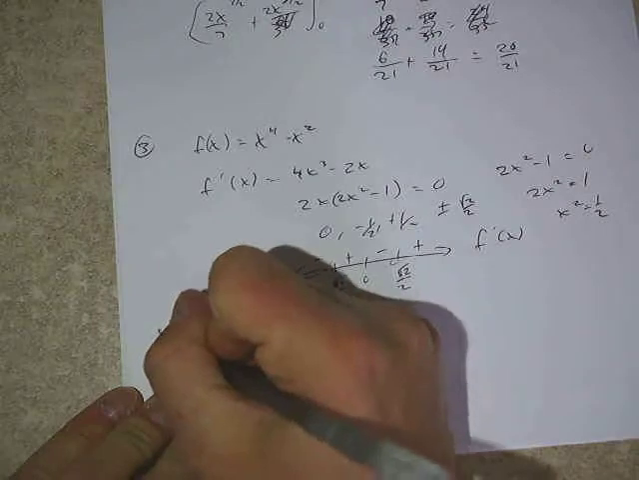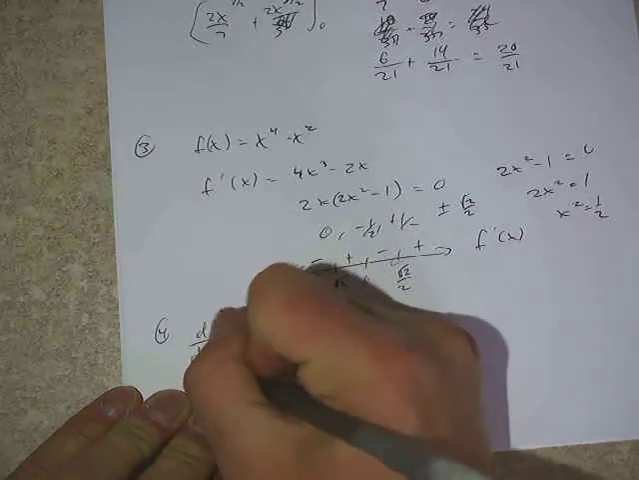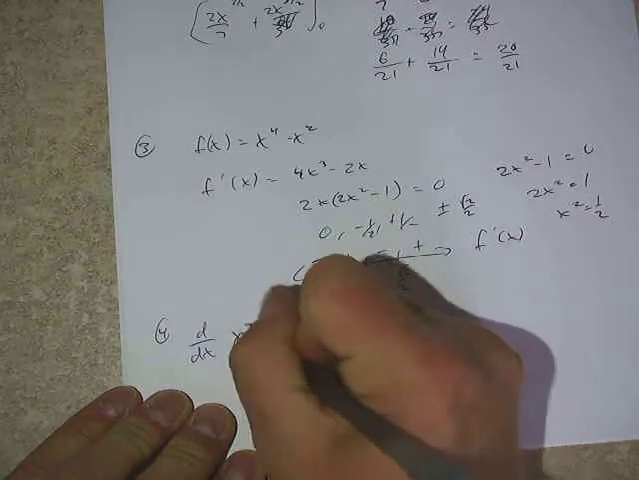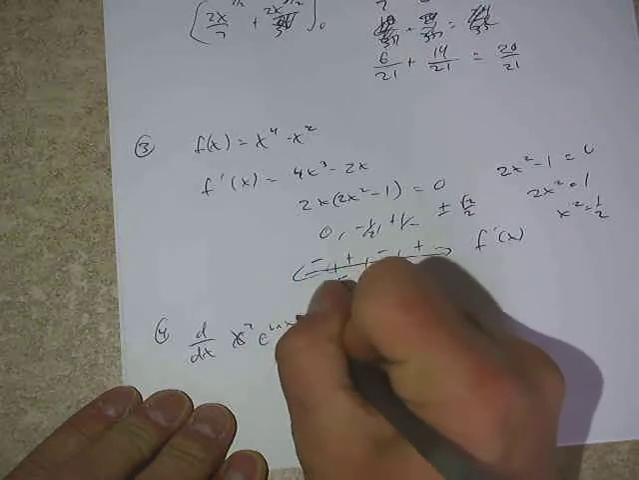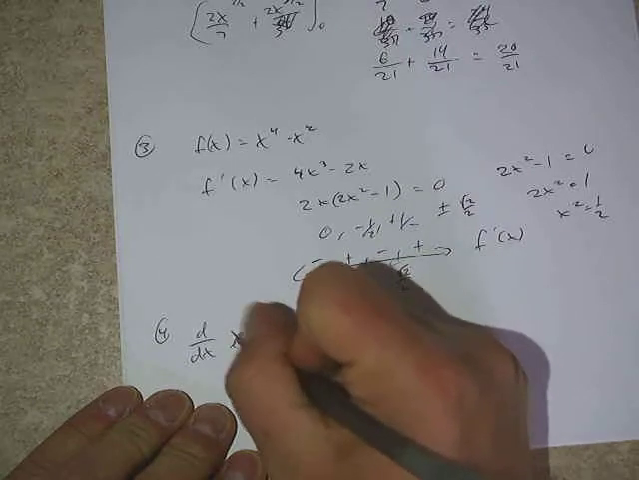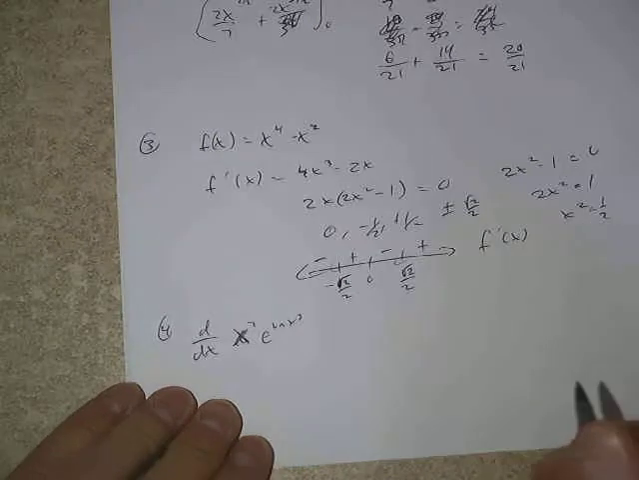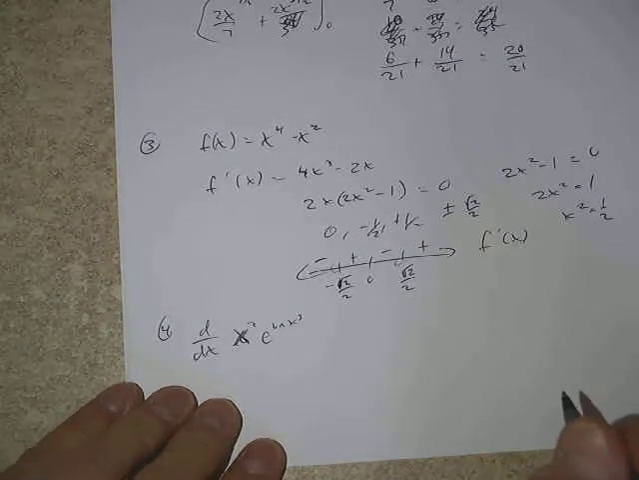Others, 1 through 5? Evan? 4. And number 4, we have derivative function, or derivative of just x squared e to the ln x cubed.